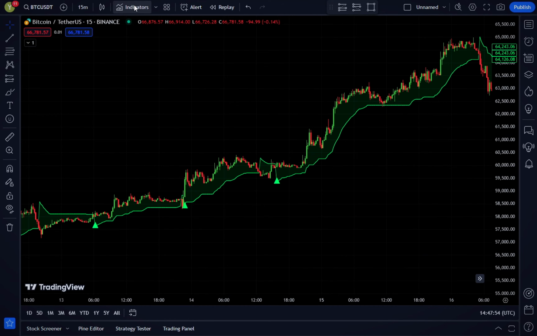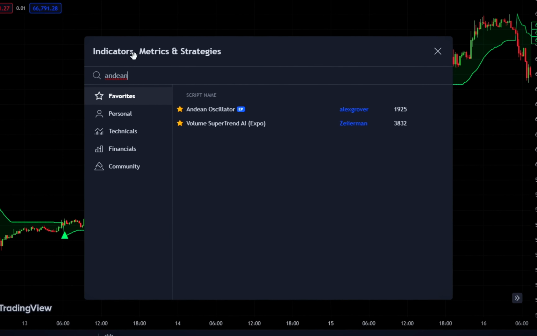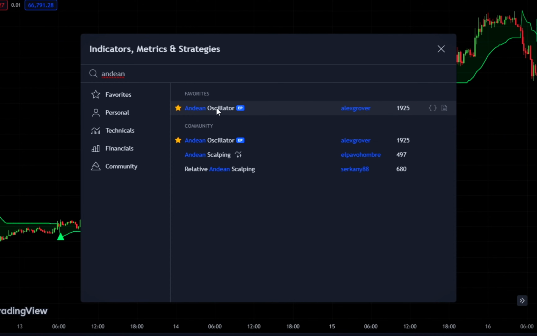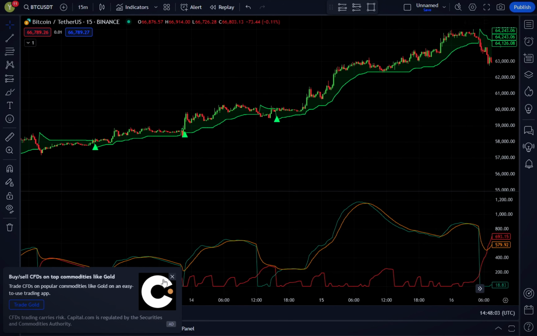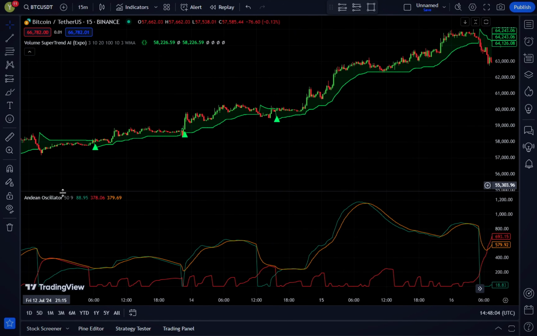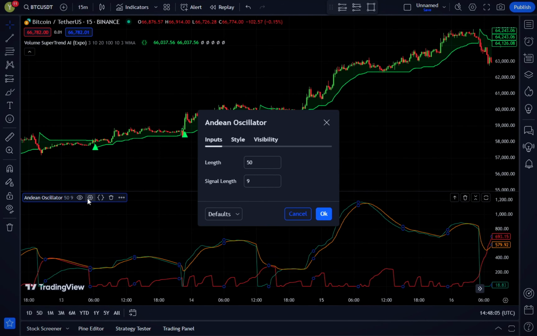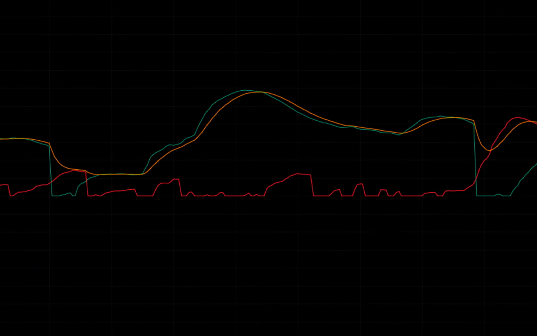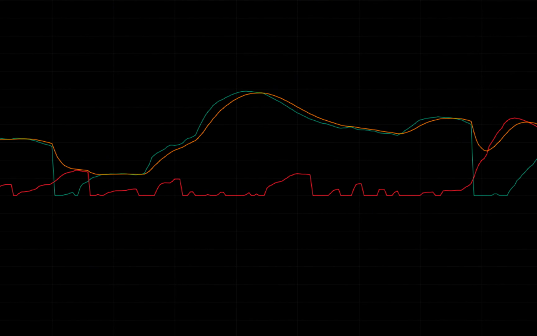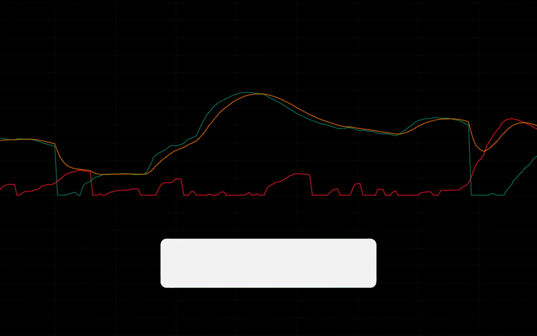Now let's add the second indicator that will be used as a guide to place orders in the market. Go to the Search Indicator tab and then type NDIAN Oscillator. Then simply select NDIAN Oscillator by Alex Grover. Next, enter the settings of the NDIAN Oscillator indicator. For this NDIAN Oscillator indicator, just leave it at the default settings. The NDIAN Oscillator indicator will be used as a guide to place buy or sell orders in the market.